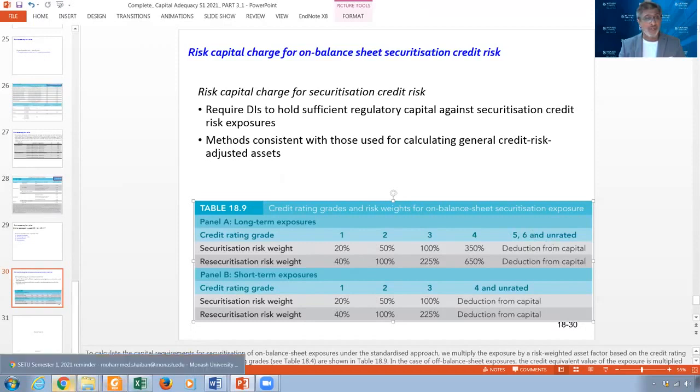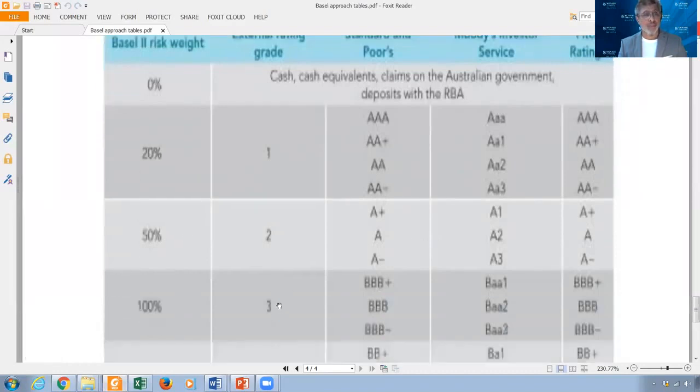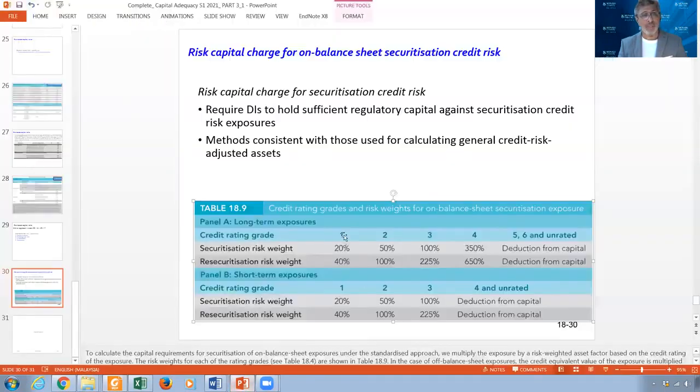If I tell you what 1, 2, 3, 4, 5 are, these numbers come from table 5. So 1 means AAA, 2 means A plus, 3 means BB, and so on. They may not talk about the rating, they just give you the numbers, which reflect the rating in table 5. So for the securitization risk weights, it is 20% for the long-term positions, and as you can see, it is based on the rating. And this is for the short-term exposures. The credit rating is according to this.